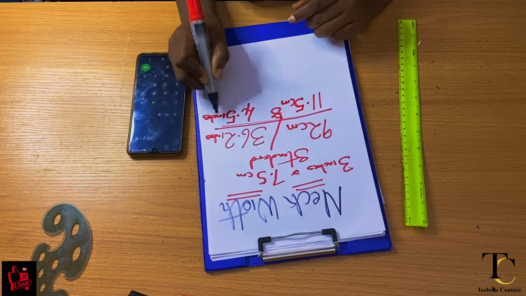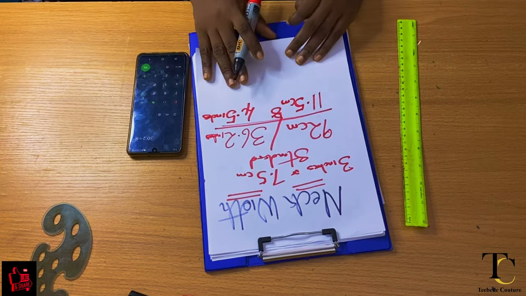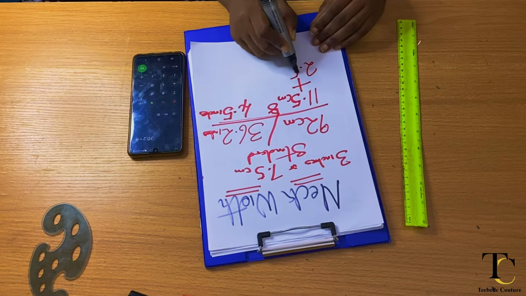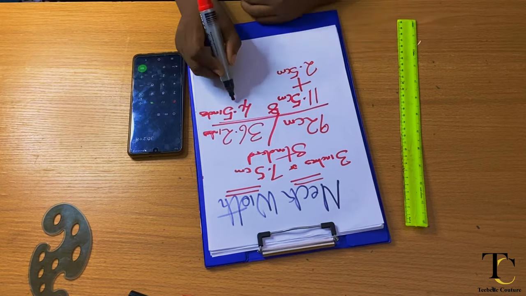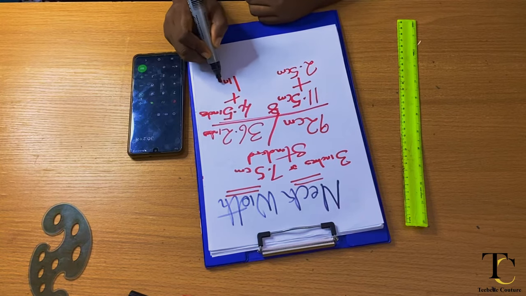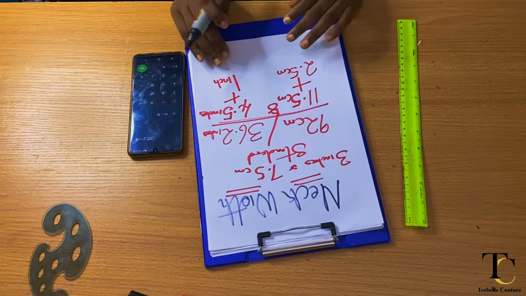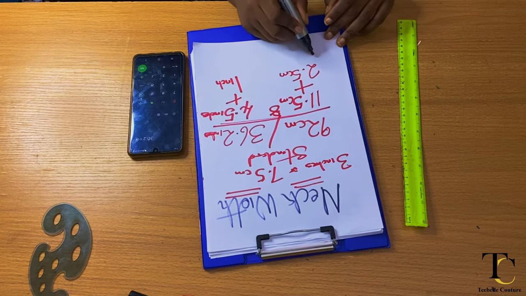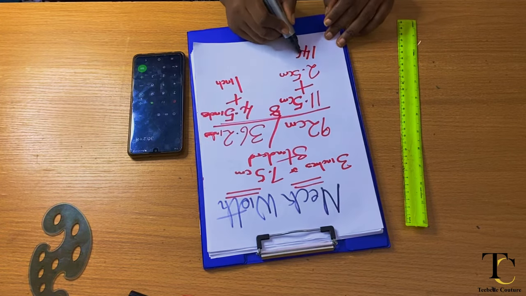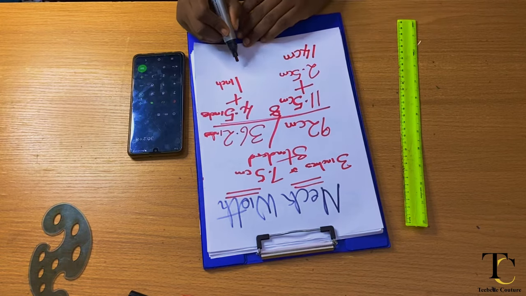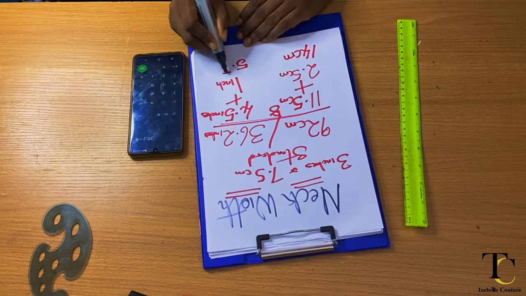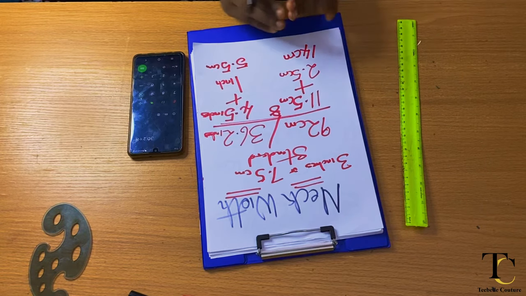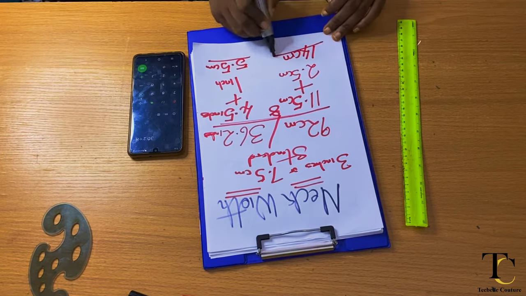After getting this, what you will need to do is to add, if you are using centimeters, 2.5 centimeters to it. And if you are using inches, you add just 1 inch to it. Plus 2.5 centimeters, what will it give you? It's going to give you 14 centimeters. In inches, it's going to give you 5.5 inches. This is half of my total neck width.